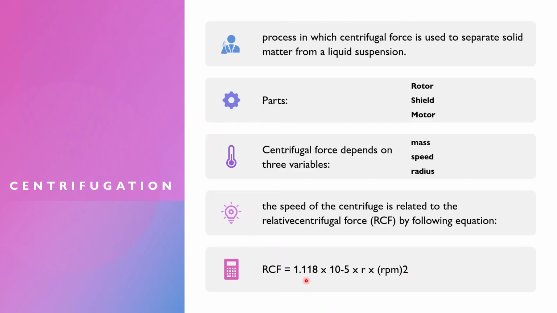This 1.118 times 10 to the power of -5 is a constant. It's determined from the angular velocity, while r here is the radius in centimeters. You measure it from the center of the centrifuge axis to the bottom of the test tube shield or bucket.